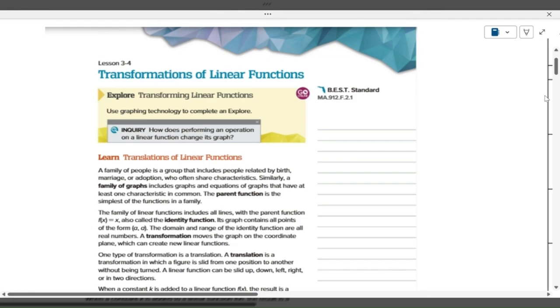Welcome to this video lesson on 3-4 transformations of linear functions. Today we are starting on page 165 in your textbook.